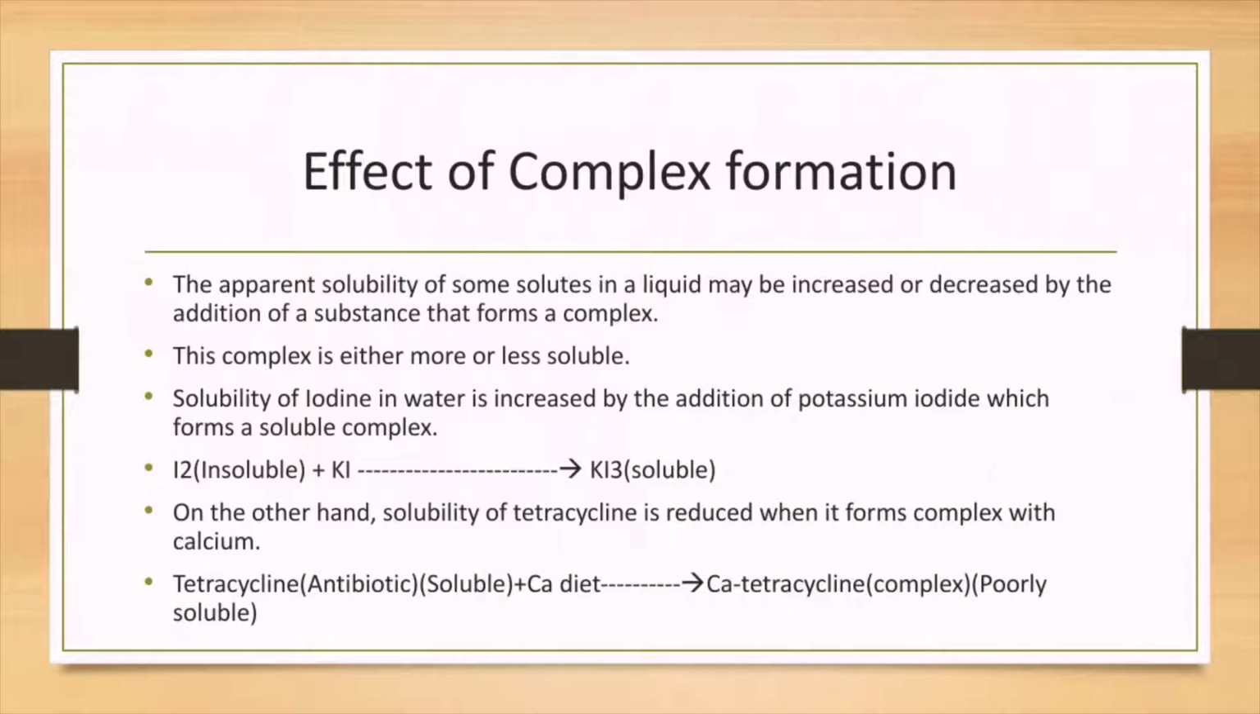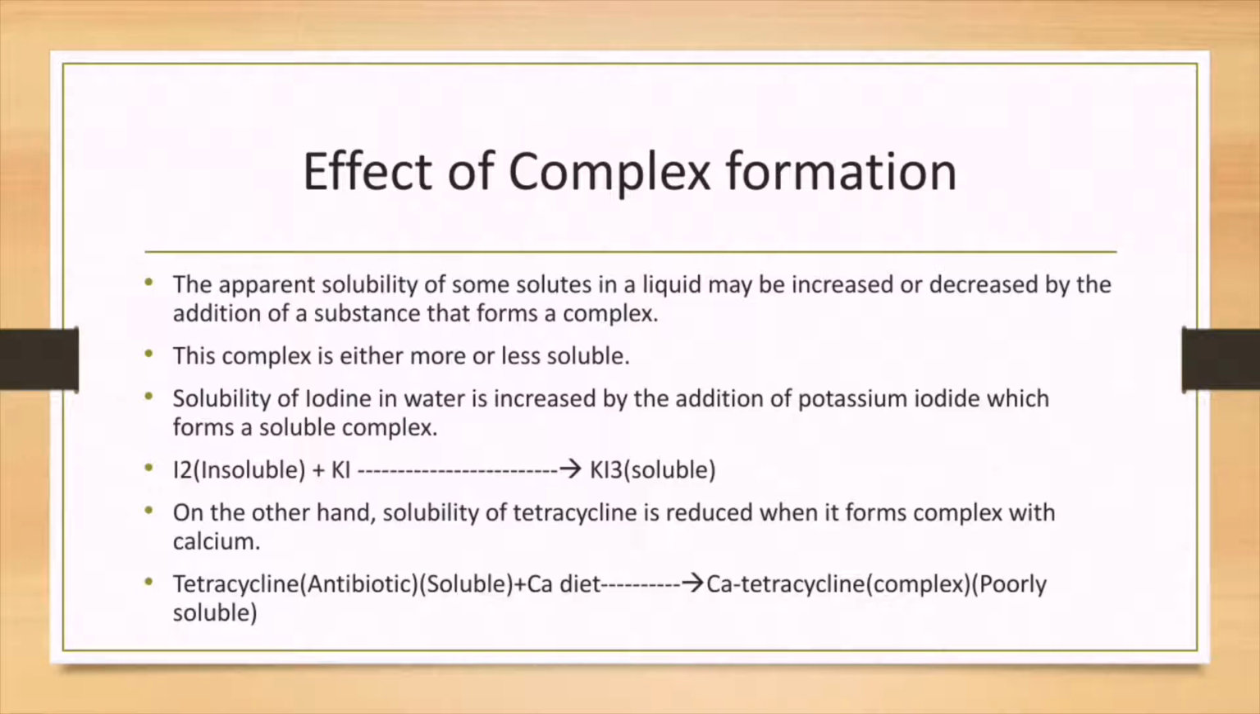Now the effect of complex formation, this is the 5th factor. The apparent solubility of some solutes in a liquid may be increased or decreased by the addition of a substance that forms a complex. The complex is either more or less soluble. Now what is a complex? A complex is formed between a metal and a ligand by the formation of a coordinate covalent bond between them. So sometimes by the formation of a complex, the solubility can be enhanced or decreased.